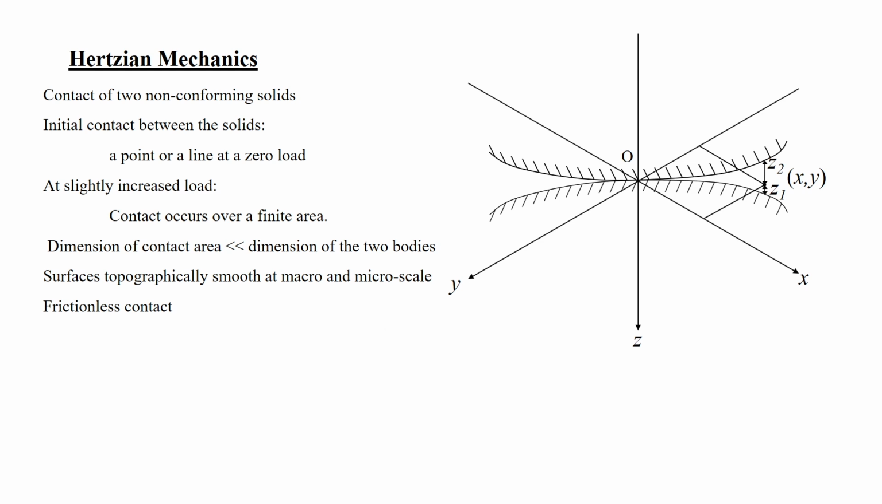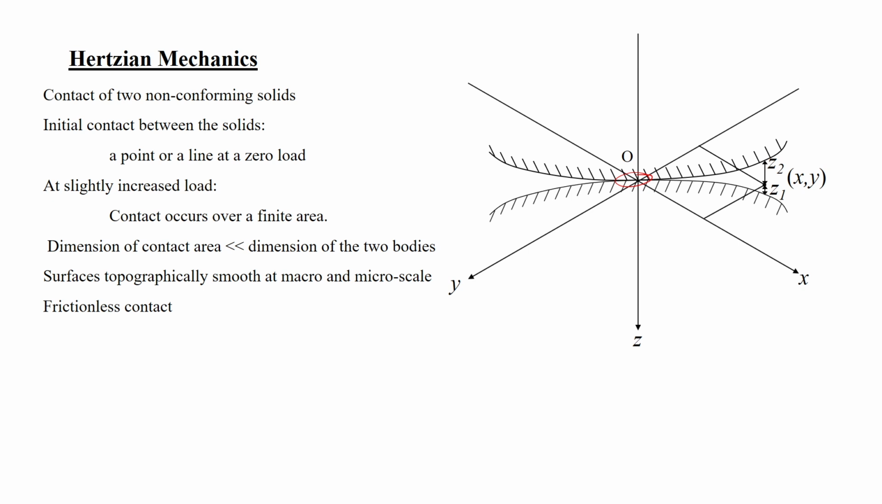The other thing is that when we discuss this Hertzian mechanics, we also consider that the dimension of the contact area which forms after you apply the load will be much smaller with respect to the two bodies that we are considering. So, these two bodies will be quite large with respect to the radius of the contact area, and of course, the surface topography is smooth both at macro and micro scale. So, that means this contact area is completely smooth.